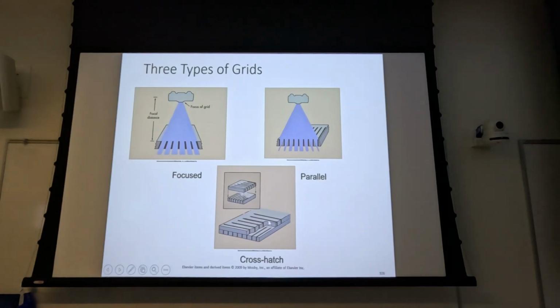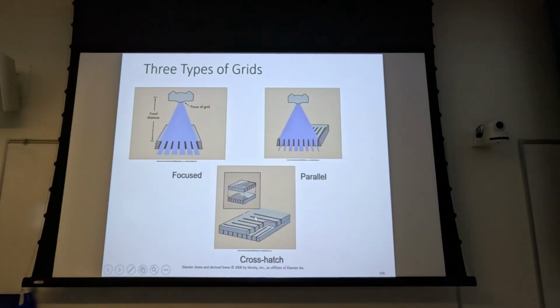And finally, you have the crosshatch. These are excellent cleanup. We still have scatter, but on the focused and parallel grids, it only absorbs scatter across the grid. If the scattered photons are going with the grid strips, then it won't absorb them.